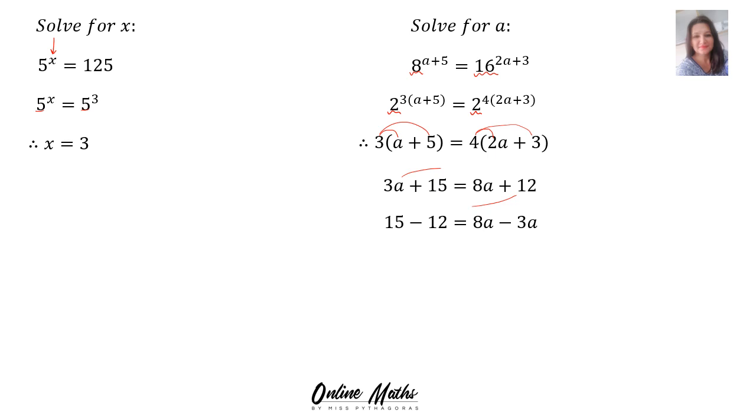And then 15 minus 12 is 3, and 8a minus 3a, when you add like terms, is 5a. And then to solve a, divide by 5, divide by 5. Therefore, a's value is 3 over 5.